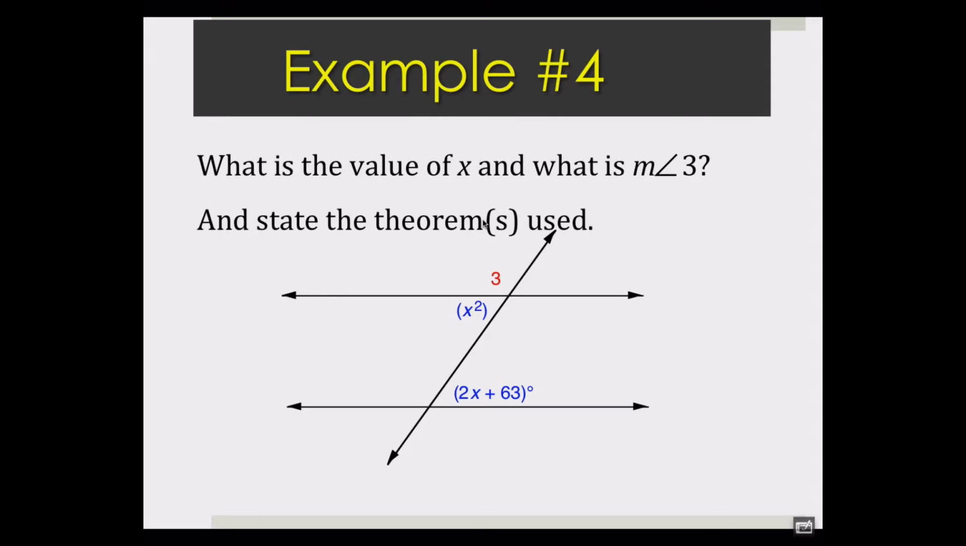We're going to use green. Okay, so we're going to look at that angle and that angle. Step one. What kind of angles are those, Jack? Alternate interior angles. Beautiful. And what do you know, Jack, about alternate interior angles? They equal each other. Beautiful. So up here, parallel lines implies AIA are congruent. Good start, Jack. What equation would I set up? X squared equals 2x plus 63.